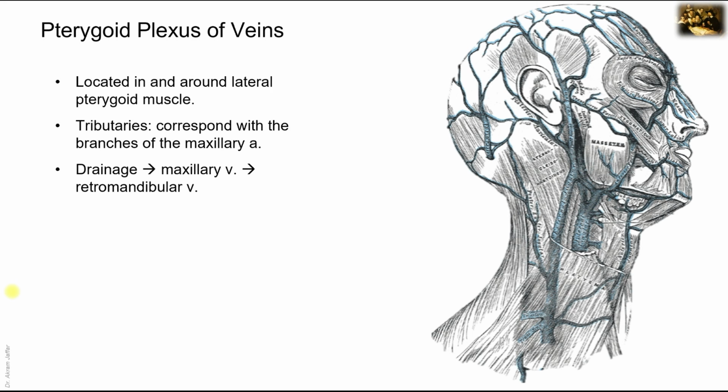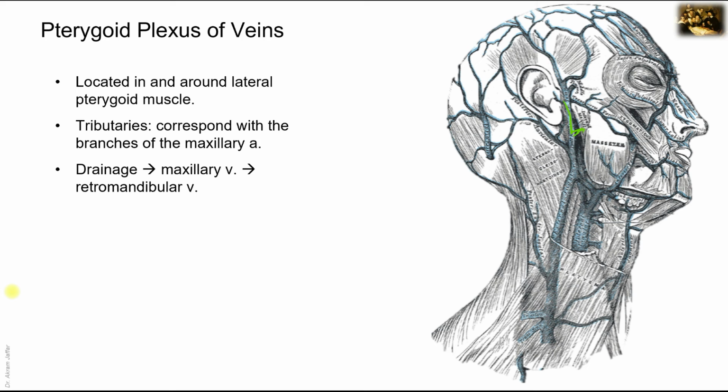The other component of the infratemporal fossa are the veins, and the vein is the maxillary vein, but the maxillary vein is formed from a plexus of veins, which is called the pterygoid venous plexus. We cannot see it in this diagram because it is located deep to the masseter, deep to the ramus of the mandible. They should have been removed, but we expect that it is located in and around the lateral pterygoid muscle, one of the 2 muscles that are located in the infratemporal fossa, and they will give rise to the maxillary vein that drains into the retromandibular vein.